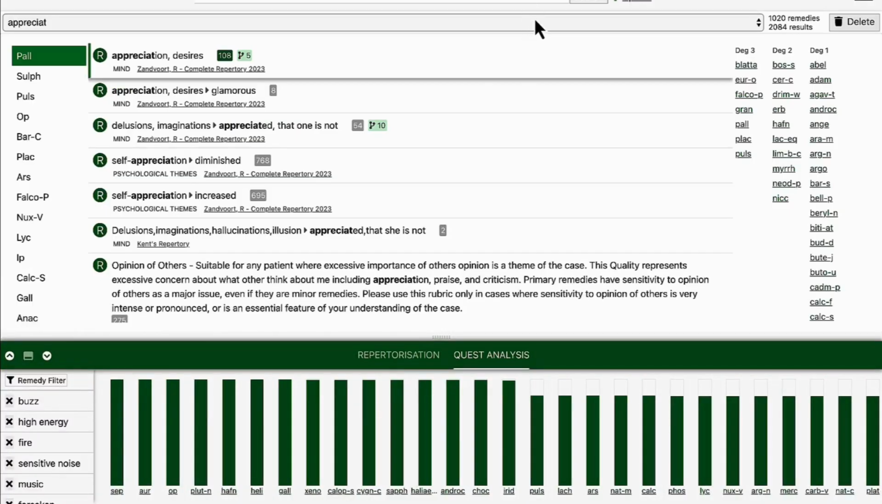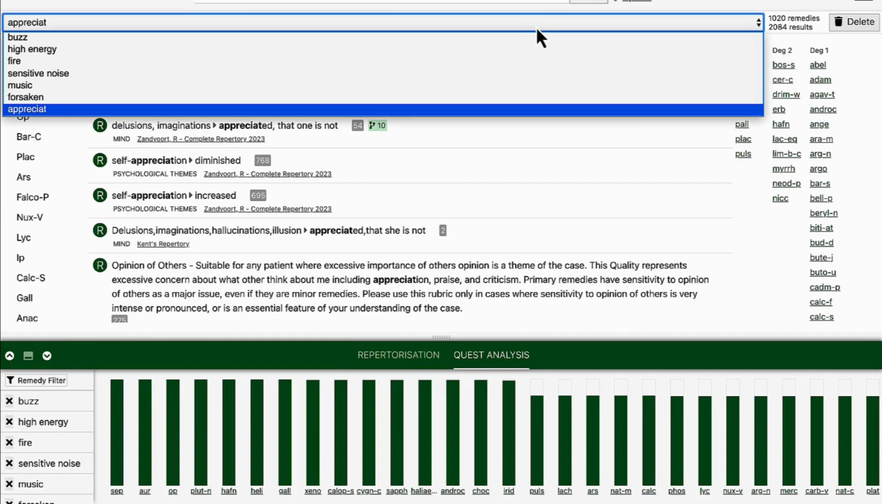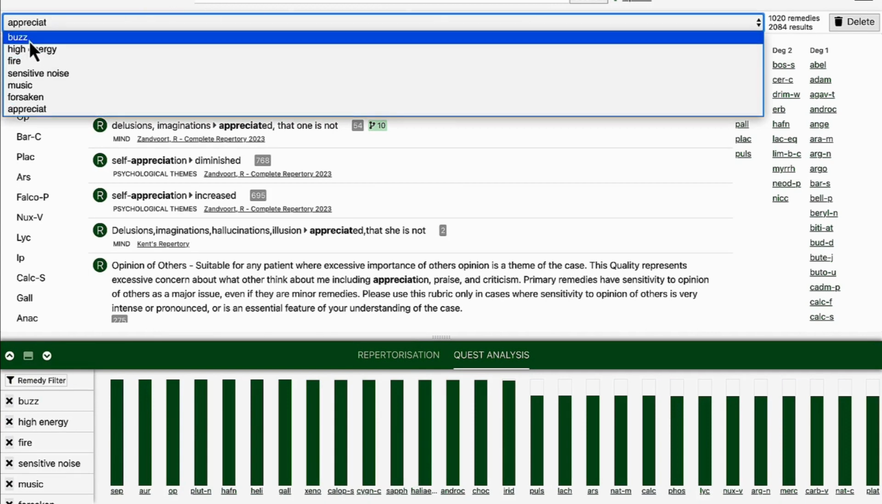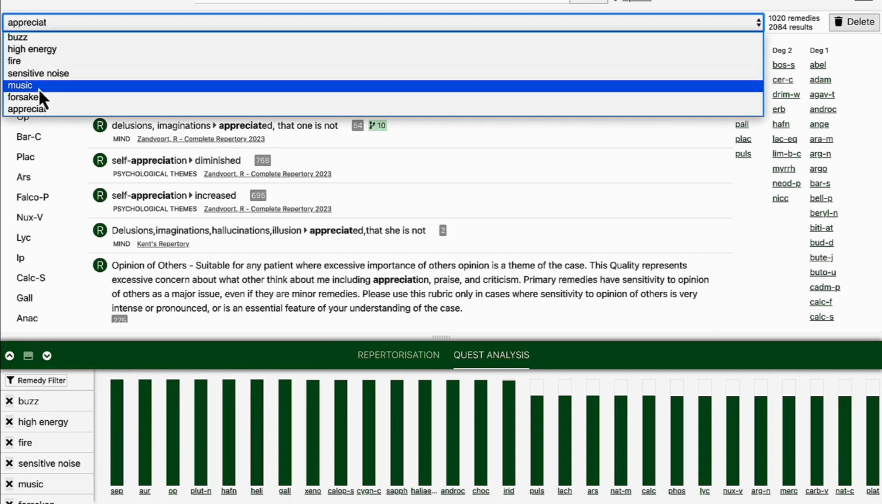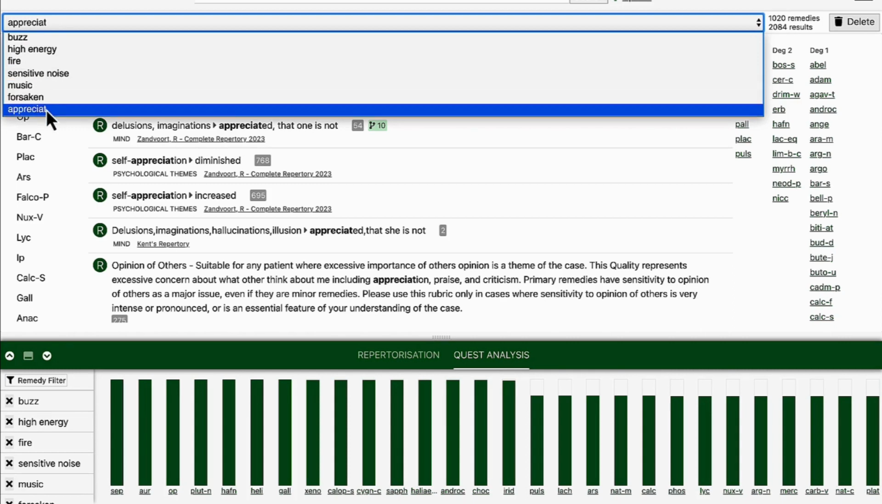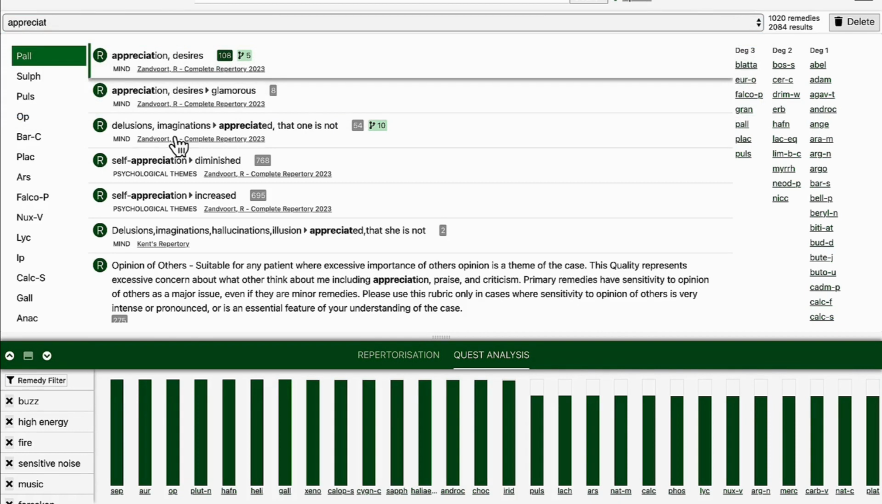So in Quest, I went and put some of her keywords, which are peculiar words. Remember the last thing that we derived, the PQRS symptoms, the individualistic symptoms? I put all those important keywords like buzz, high energy, fire, sensitivity to noise, music, forsaken feeling, and appreciation. Those for me were the key totality words in our patient. And when I analyzed them through our entire database, these were the remedies that we got. We have some known remedies, obviously, and then we have some unknown remedies here.